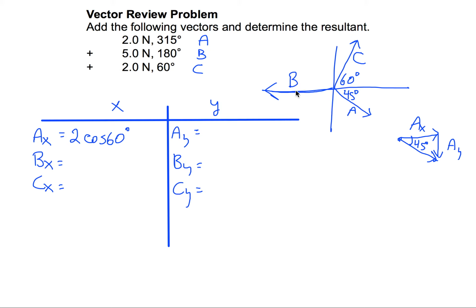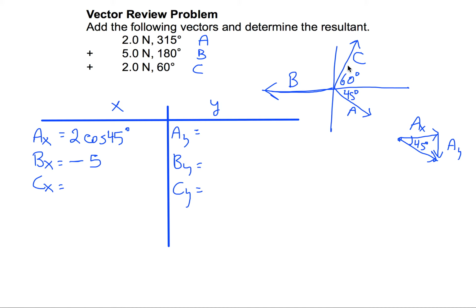The x component of B, well, B is all in the x direction. It's along the negative x-axis. So to the left is negative, and the magnitude is 5. And then, oops, this was supposed to be 45, not 60.